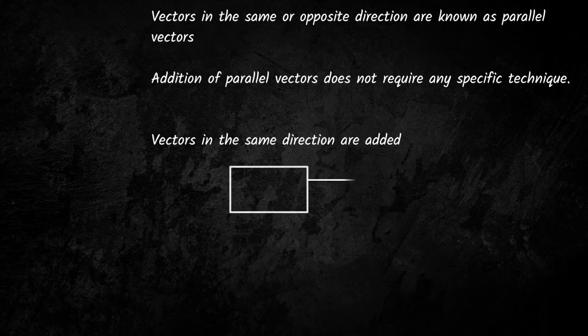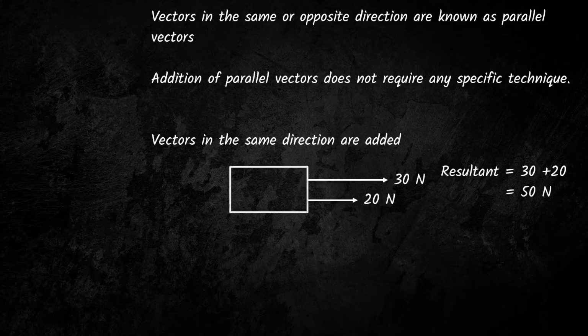So as shown in the diagram, you have a 30 Newton force and a 20 Newton force acting on the box, and both of them are towards the right. Because both the 30 and the 20 Newton forces are in the same direction, the resultant is going to be the sum. So 30 plus 20, that's 50 Newtons. And because both forces are pointed towards the right, to the east, the direction of the resultant will also be east.